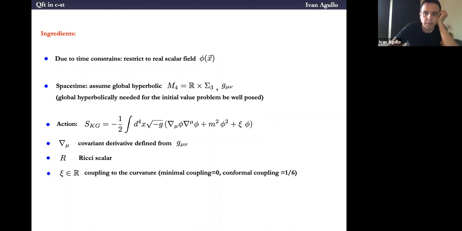Nabla is the covariant derivative associated to the metric, singled out by the metric. R, that is not in this equation, so it should be R and phi square here. R is the Ricci curvature scalar of the spacetime. And this parameter is a real number, which is called the coupling to the curvature.